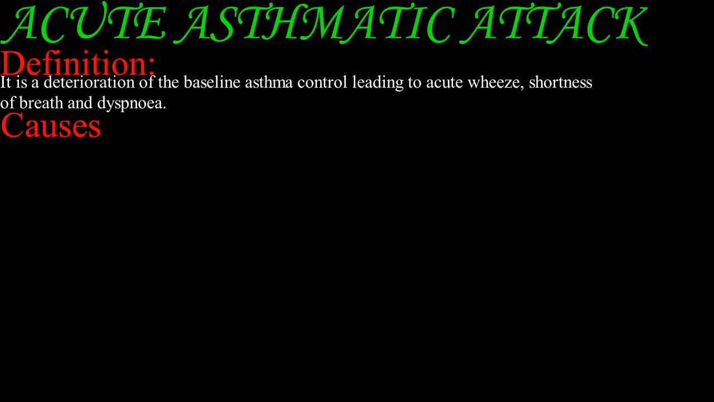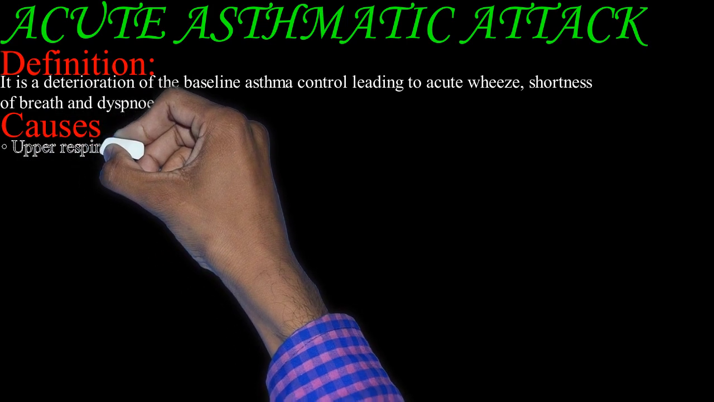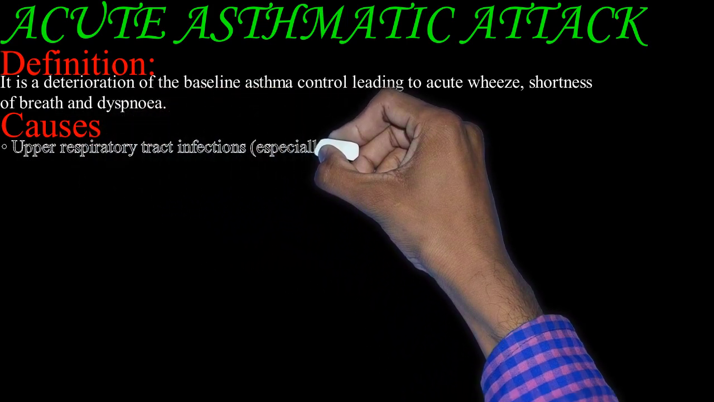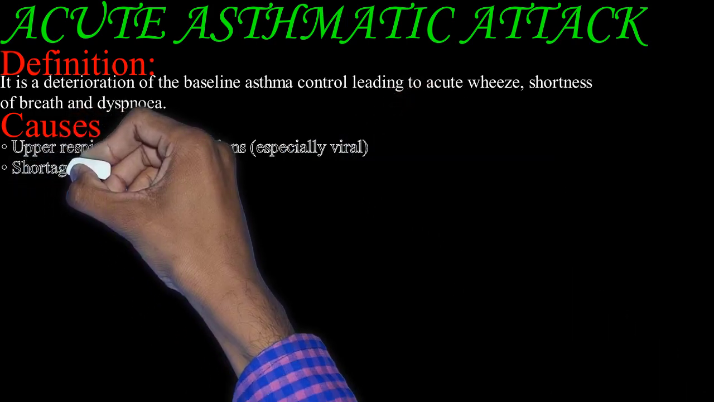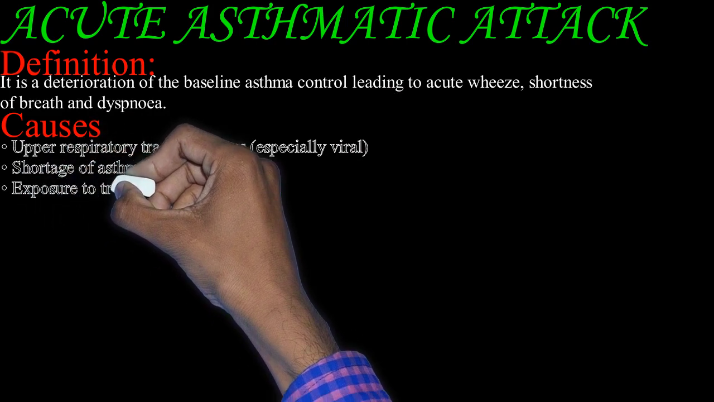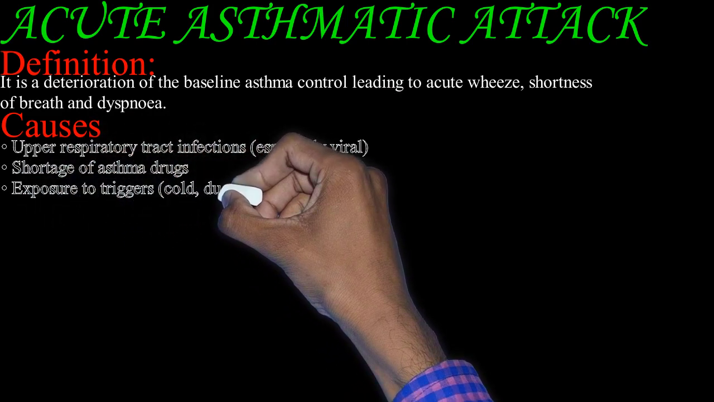So what are the common causes of an acute asthma attack? We could have upper respiratory tract infection, especially those of viral origin. We could have shortage of asthma drugs, exposure to triggers the likes of coldness, dust, smoke, etc. It could also be stressful moments.